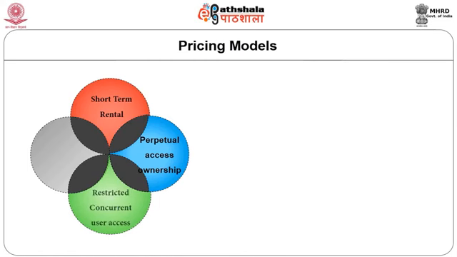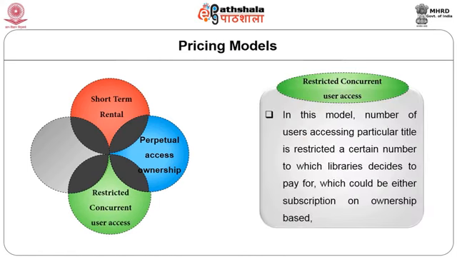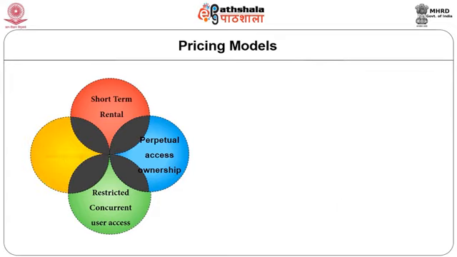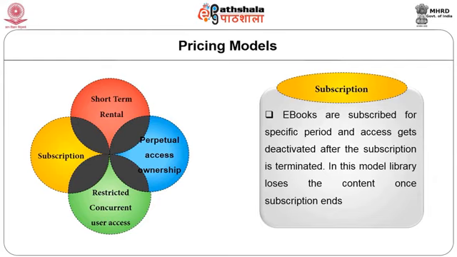the subscription. Restricted concurrent user access is also available for ebooks, where a particular title is restricted to a certain number of users that the library decides to pay for, which could be based on either a subscription or ownership model. Adobe Digital Editions purchased through aggregators like ProQuest and EBSCO usually come with pricing for 1 user, 2 users, 3 users and multiple users. It depends upon the library, which chooses to own the title based on user preferences.